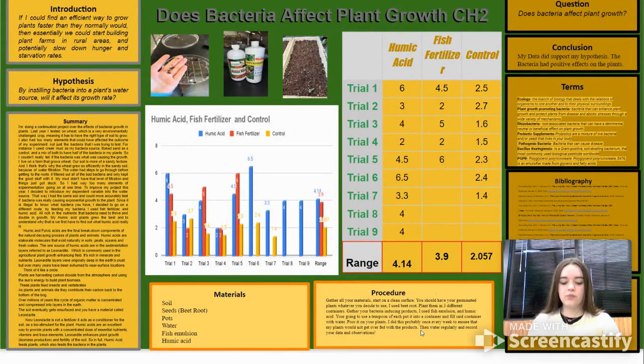I'm doing a continuation project over the bacterial effects on plant growth. For this project, I decided to reach out to a couple OSU professors to help me decide a good way to instill bacteria into the plant. They said I could instill my bacteria into the water source.